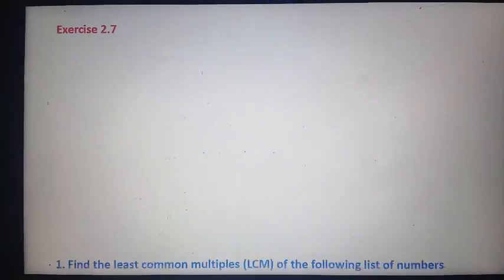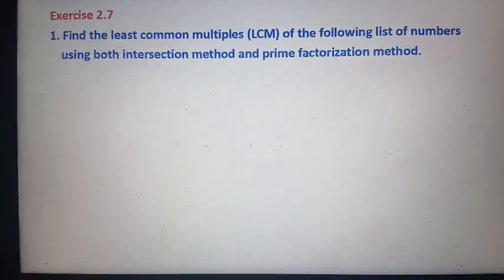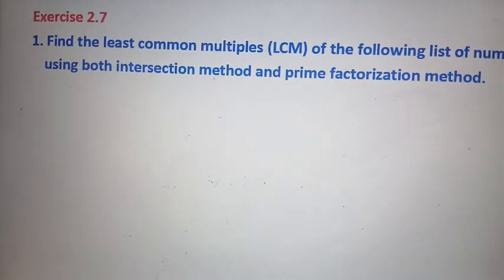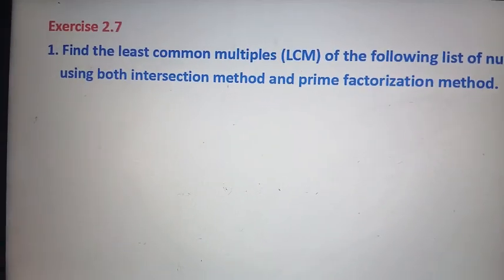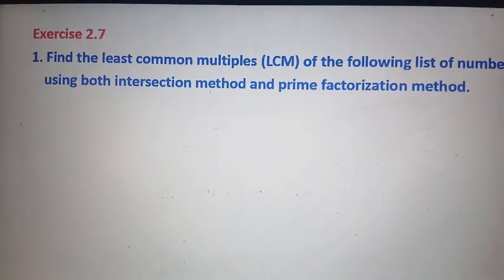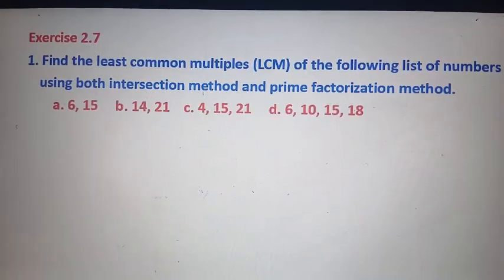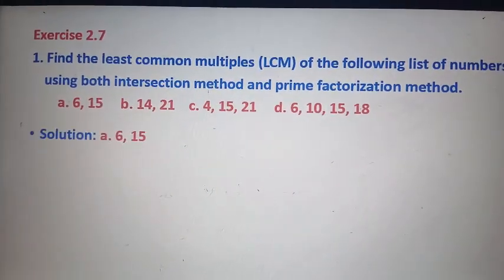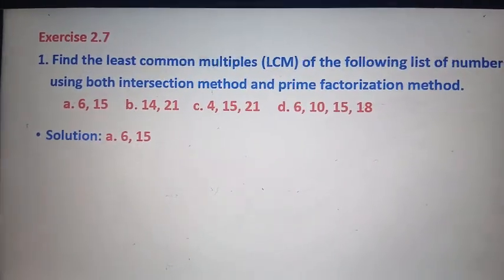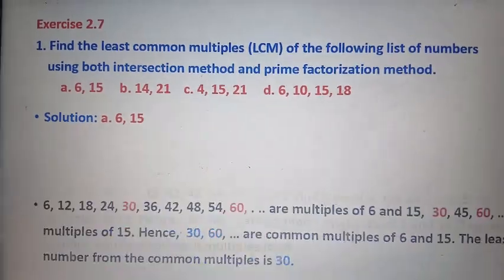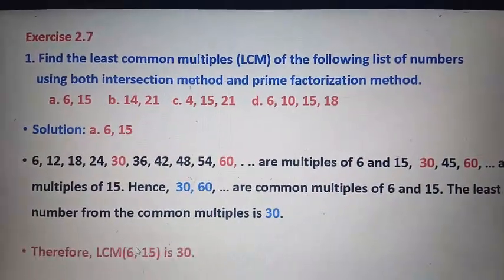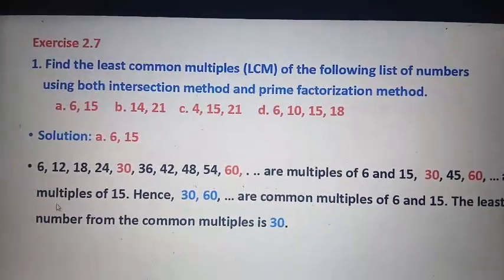Okay. Now let's come to Exercise 27. Find the common multiples of the following numbers. Given 6 and 15. By using intersection method, let us find it.